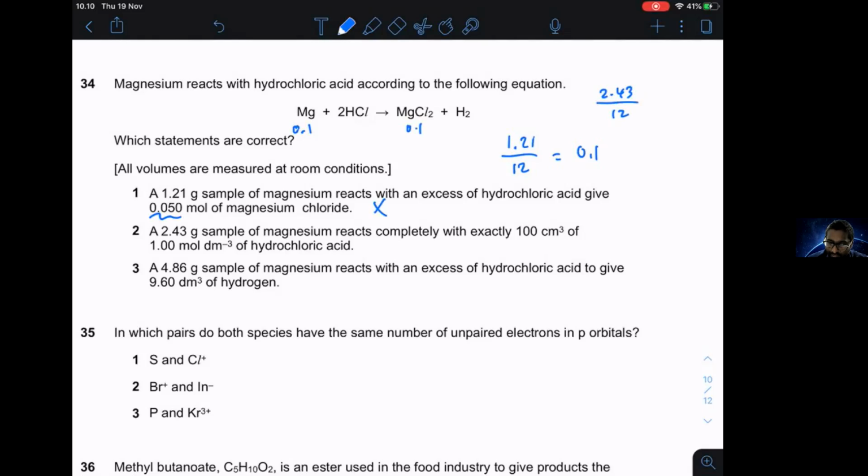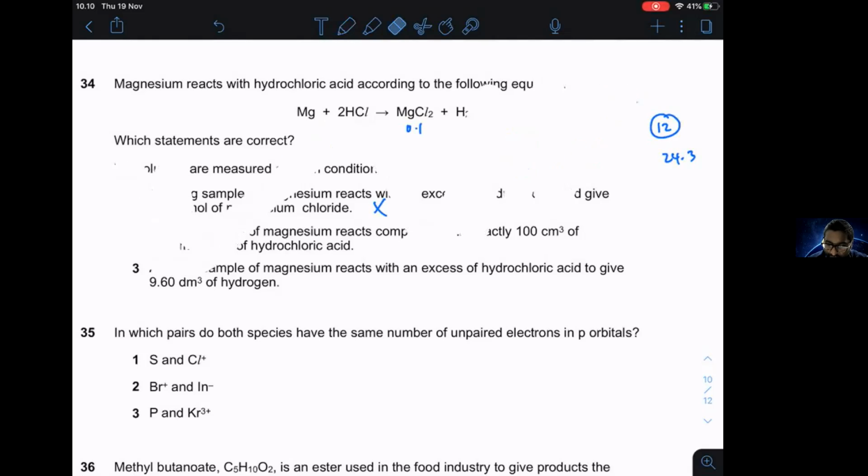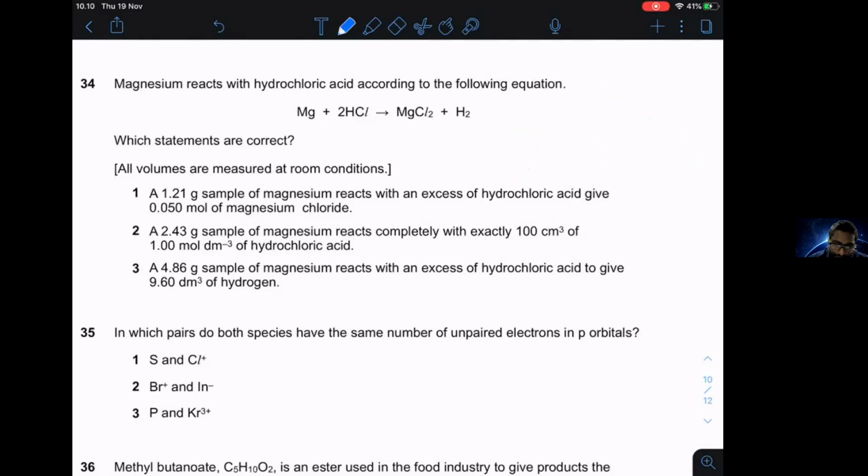Hold on, it's not 12. 12 is the proton number, so 24.3 is actually the mass number. Let's do it again. The Ar is 24.3. So if you have 1.21 divided by 24.3, then it's going to be 0.05 moles. They do react with 0.05 moles. So this one is correct.